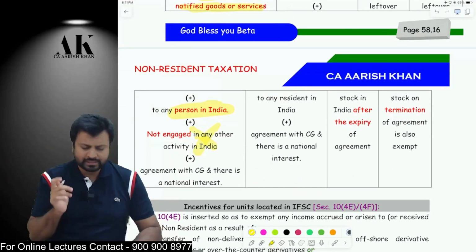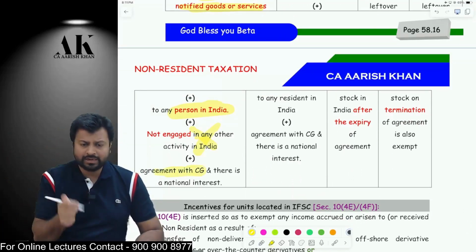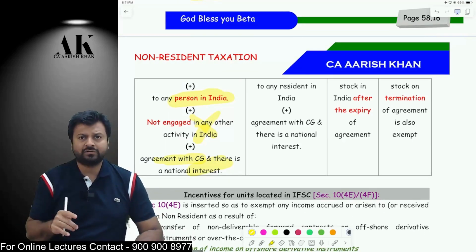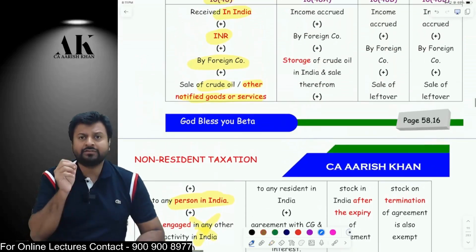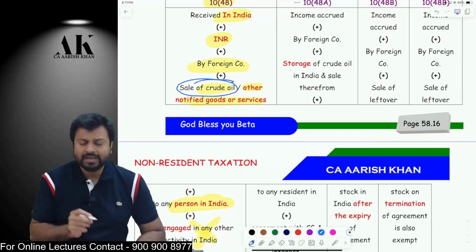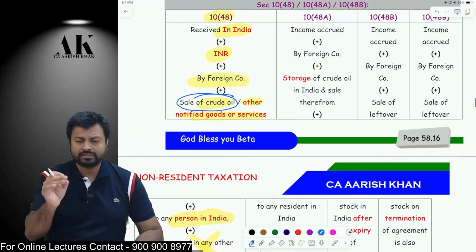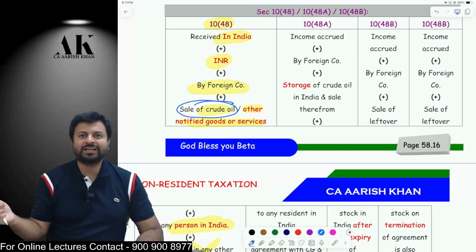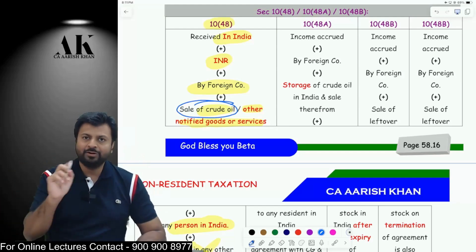If they fulfill all these conditions, they should also enter into an agreement with the central government, and there is a national interest in entering into that agreement. If all these conditions are fulfilled, whatever income is earned by the foreign company from the sale of crude oil will be exempt under the income tax law under section 10(48). Plus even MAT will not be liable, because for section 10 income, MAT is never applicable. I hope it is clear to all of you.